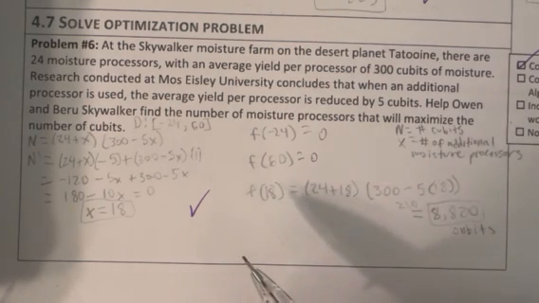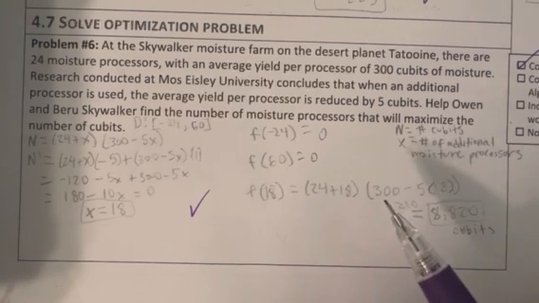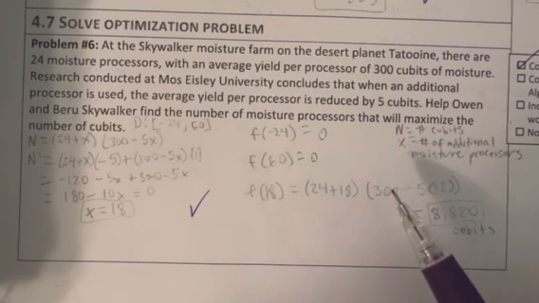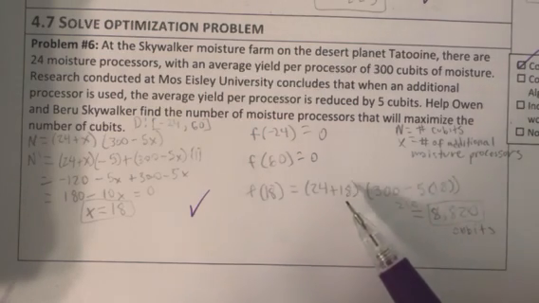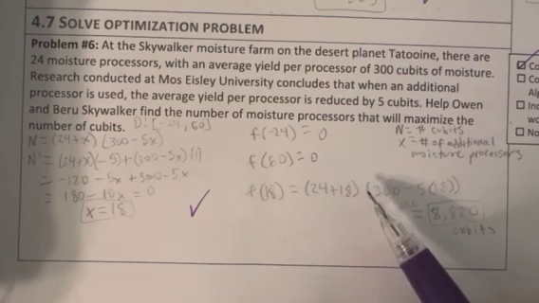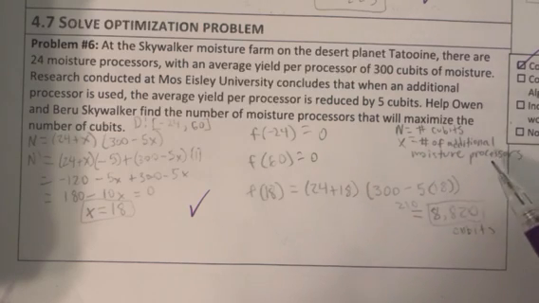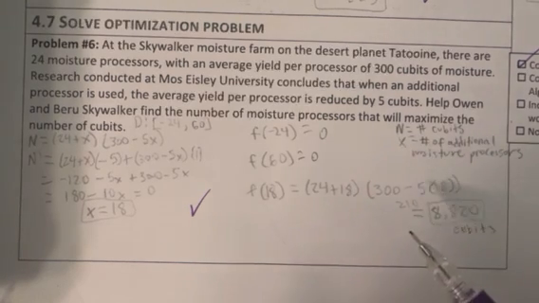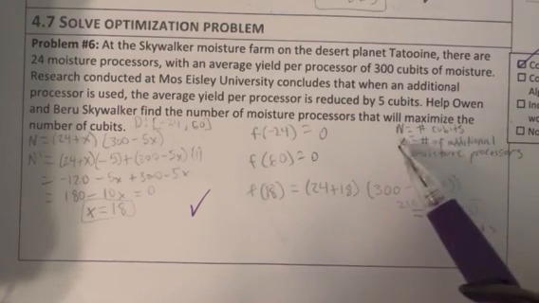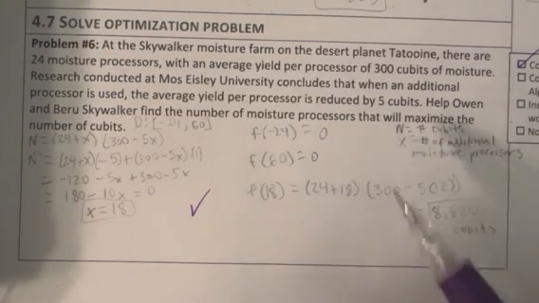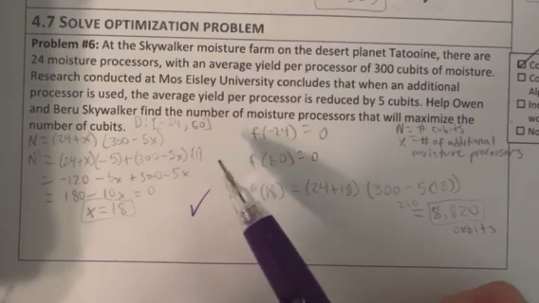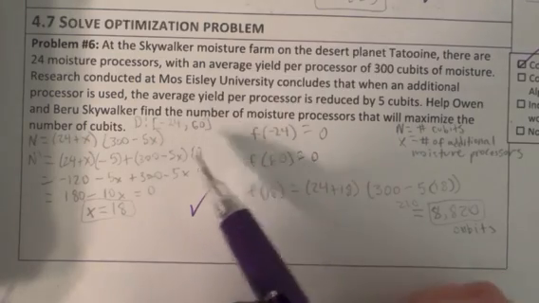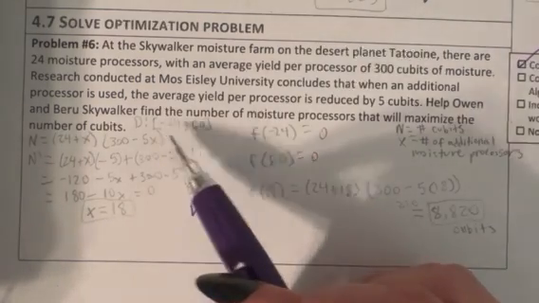of qubits. So the first thing we want to do is identify the variables in this problem. First is the number of moisture processors, which we're going to label as x, and the number of qubits, which we're going to label as N. Then we want to identify what the domain could be. For this question, we're going to do -24 to 60.